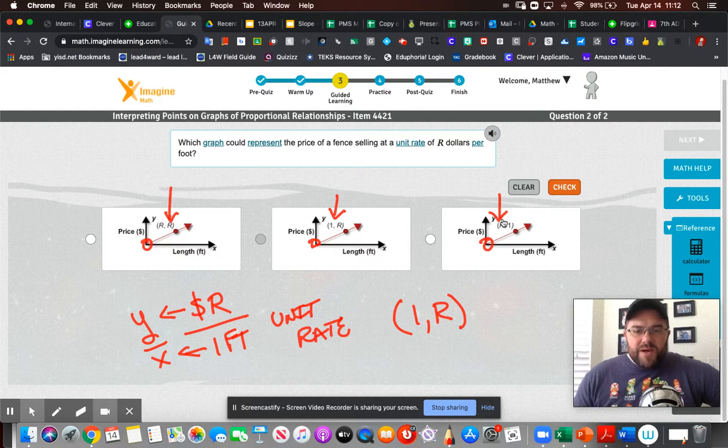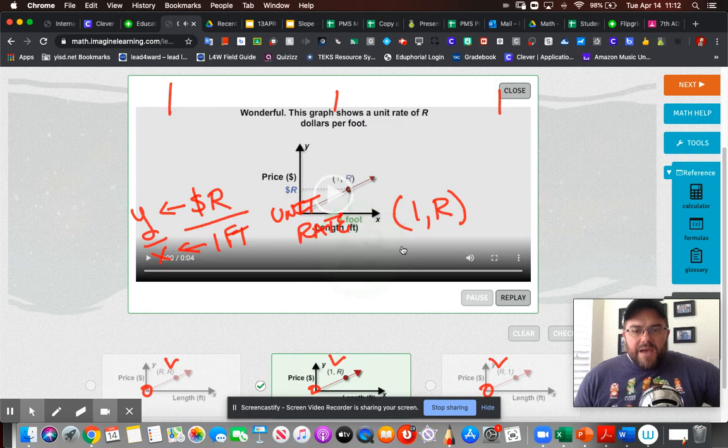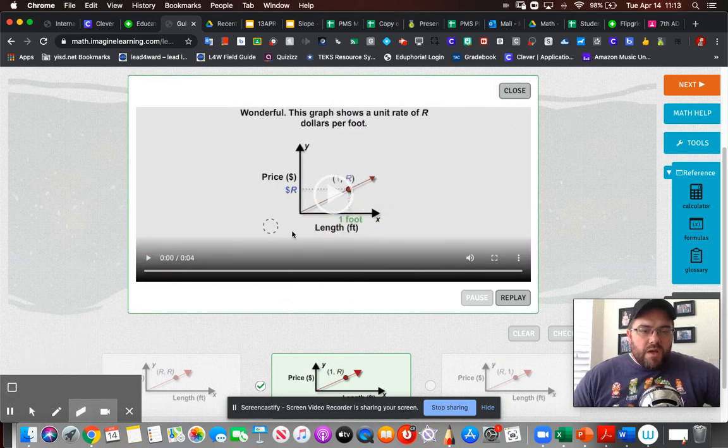This one over here is comparing dollars and feet. But we're not comparing dollars and feet. We're comparing feet and dollars. That's the way this is set up. So let's check it. And we are correct.